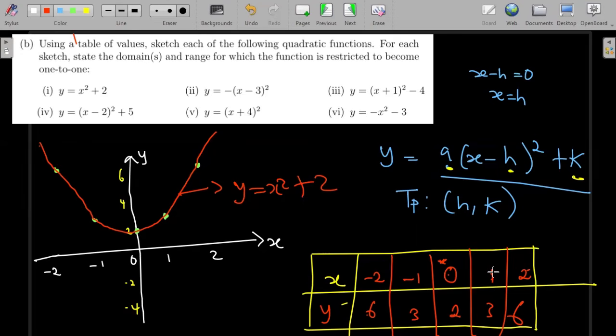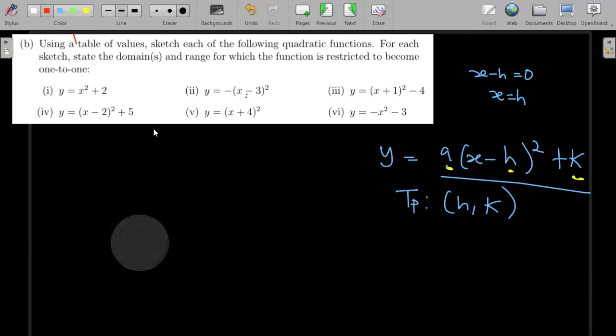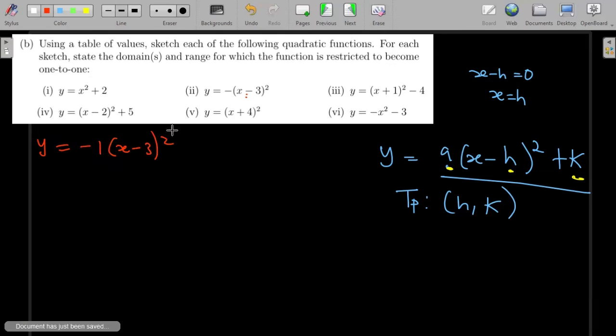Okay, so silence means there's no question. Let's try to look at the second one, this one here. Okay, so I will erase this. So the second one, let's first find the vertex or the turning point. So it is y equals minus 1 times (x minus 3) squared. Let's try to put this in the standard form.